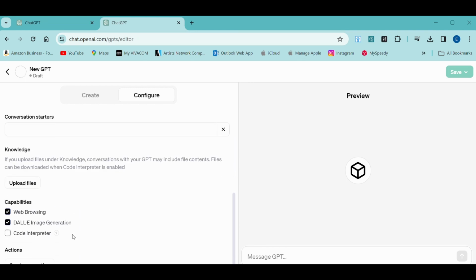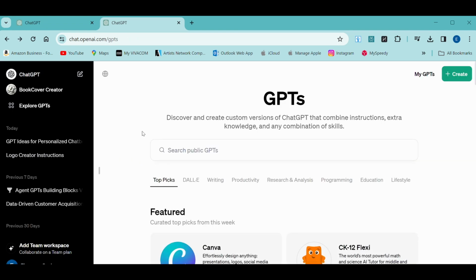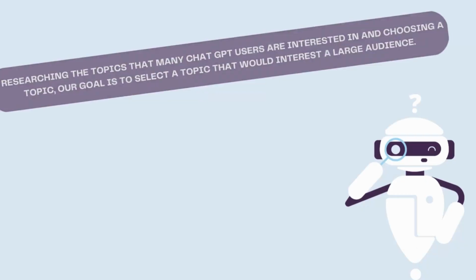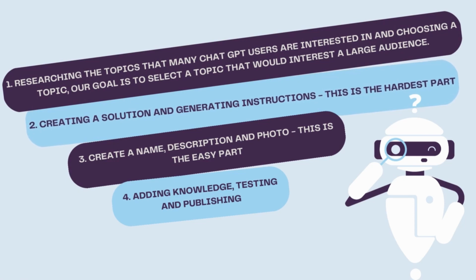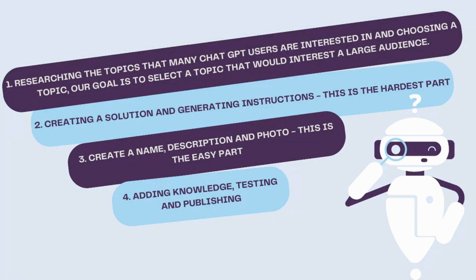Now, the only requirement to be able to create GPTs is to be a GPT-4 user, i.e., to use the paid version. There are 4 sequential steps that I have outlined to accomplish this task, creating your own GPTs like a pro. 1. Researching the topics that many ChatGPT users are interested in and choosing a topic. Our goal is to select a topic that would interest a large audience. It is important to stick to the 7 categories that ChatGPT has selected as the most relevant.